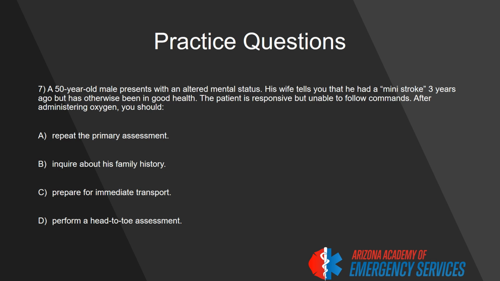a head-to-toe assessment. If you want to take a couple seconds to pause the video to highlight the information on your own, you're more than welcome to now. So we have highlighted the appropriate information. Of course, in blue for primary information, we have the chief complaint, which is altered mental status. We also have in blue the fact that the patient experienced a quote-unquote mini stroke 3 years ago.